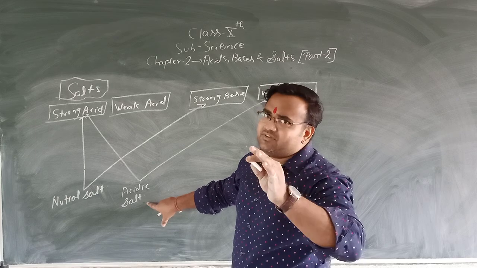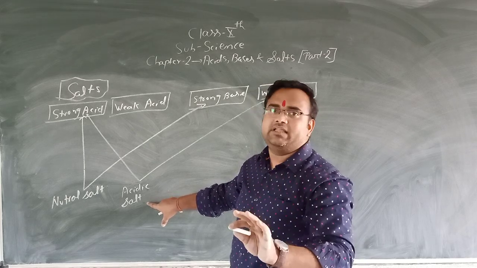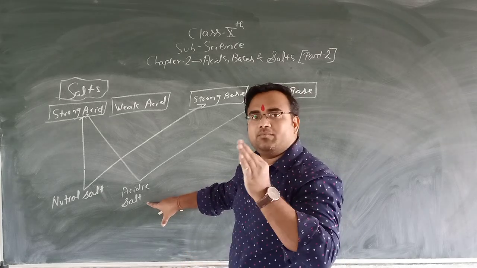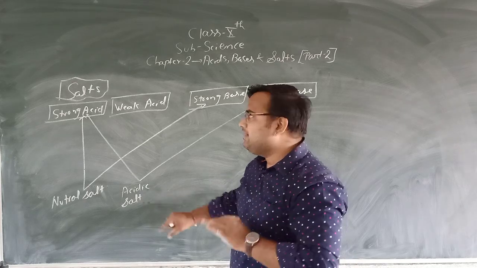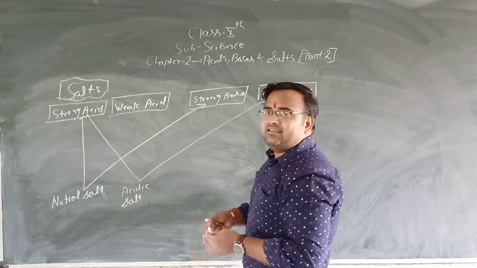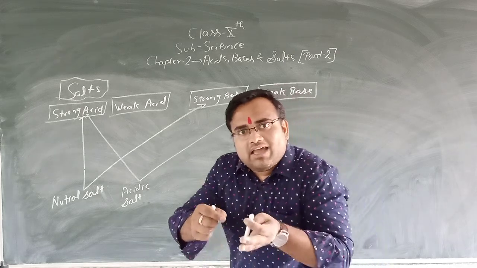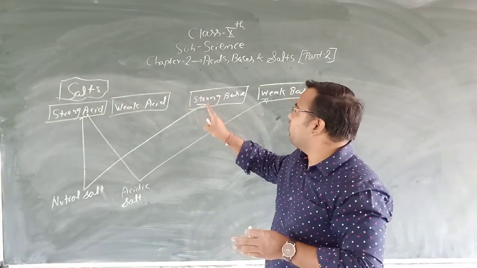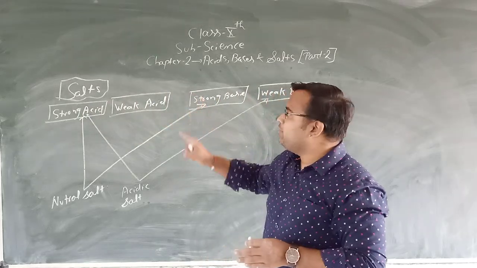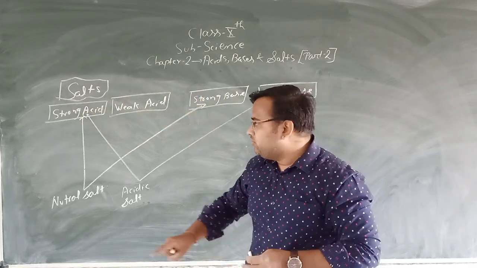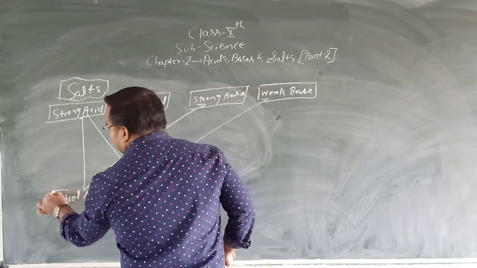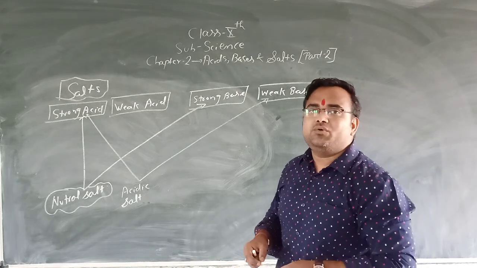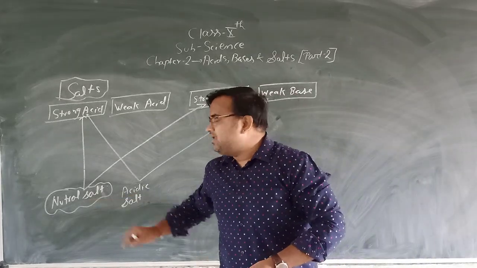See, whenever acid is treated with base, the product will be salt only. But the salt will be acidic or basic, that depends on which acid is treated with which base. If strong acid is treated with strong base, both are strong, so the reaction will be neutral. If two components are strong, there will be no dominant result and the product will be neutral.